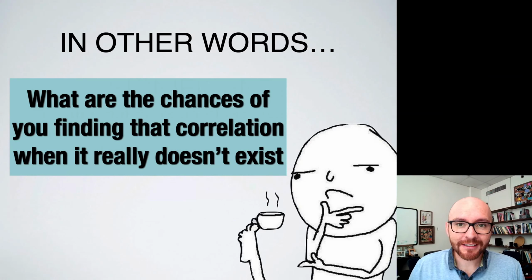In other words, what are the chances that you found that correlation when it really does not exist? That's pretty much what the p-value tells us.